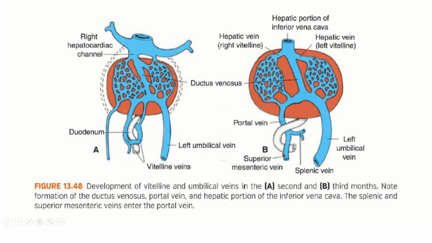You can see here, as I said, the posterior limb of the lower circle disappeared, and the anterior limb persists as the superior mesenteric vein, the dorsal anastomosis, and the posterior limb of the upper circle. So they are forming the portal vein.